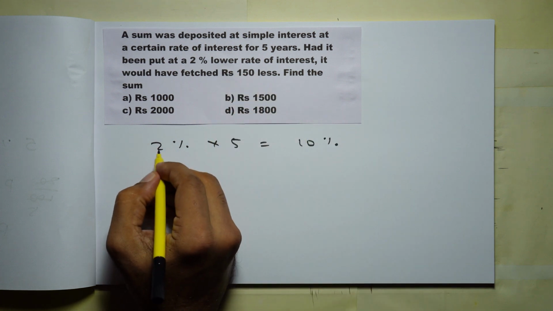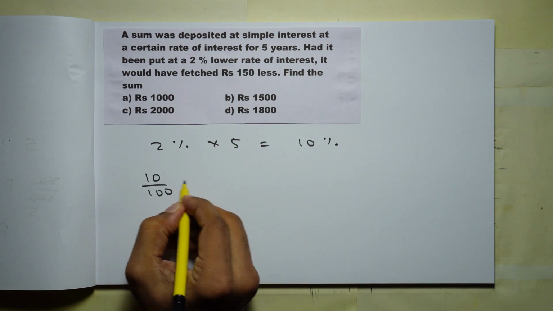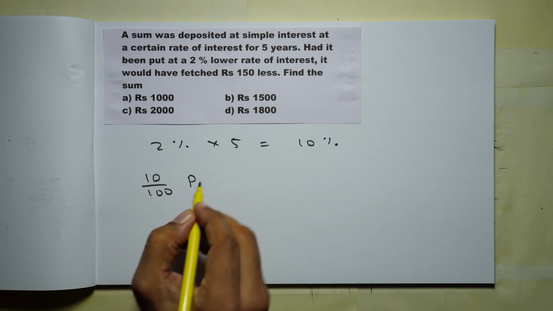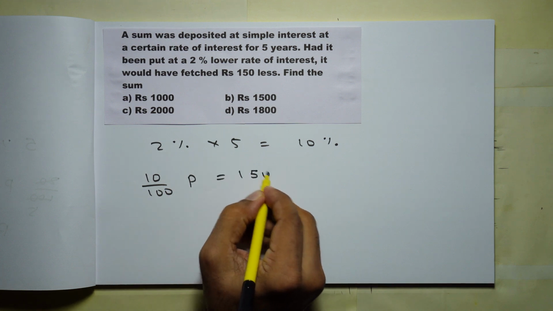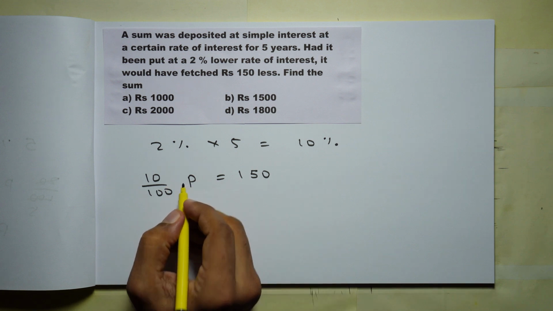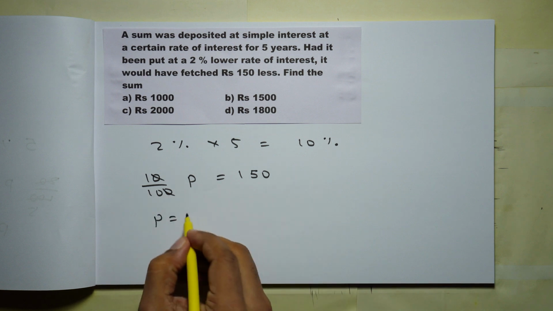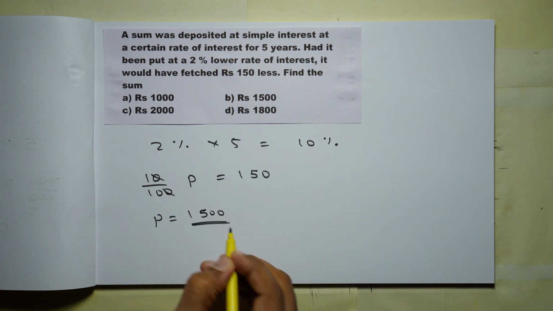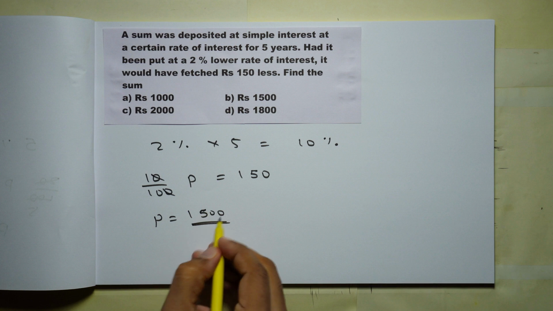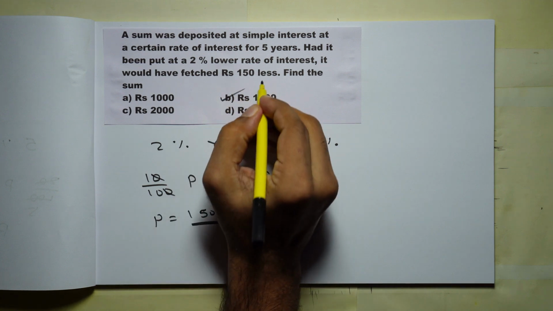So, every year 2% less, like that for 5 years, so you will get 10% of the principal less. And what you get less is rupees 150. So from this we'll find out the value of the principal. Here 0 goes off, you will get P is equal to 10 into 150, that is rupees 1500. So the sum or the principal should have been rupees 1500. That is option B.